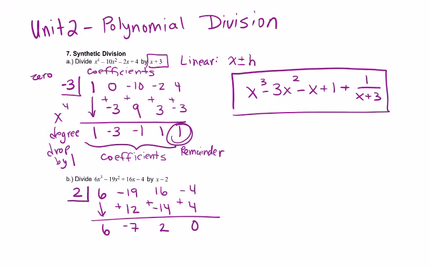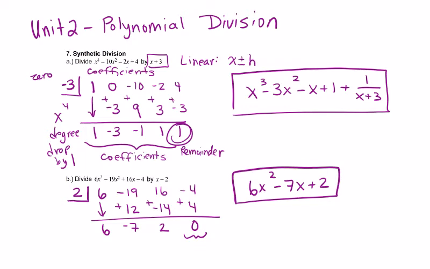So what does that tell us? That tells us that the graph of 6x cubed minus 19x squared plus 16x minus 4 will touch at x equals 2, or it could go through there as well, we don't have the whole factor yet, because we have a 0 at the end. So that means we are left with 6x squared minus 7x plus 2 as our solution to the division.